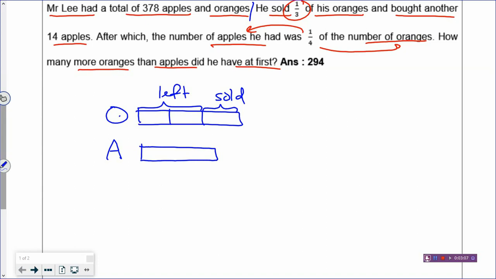How do we draw that 14 more? You can just extend the rectangle a little bit. That is your 14 more. Then what happens? After which, the apples he had was 1/4 of the oranges. Now let's revise the model drawing.